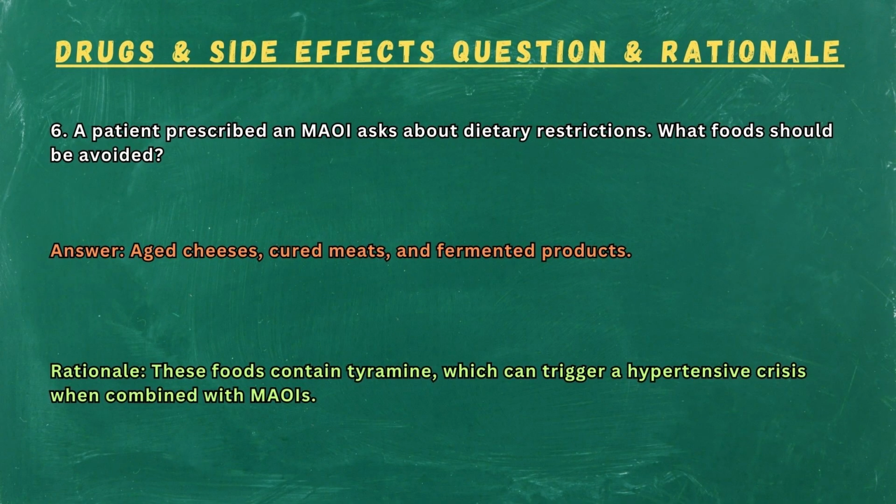6. A patient prescribed an MAOI asks about dietary restrictions. What foods should be avoided? Answer. Aged cheeses, cured meats, and fermented products. Rationale. These foods contain tyramine, which can trigger a hypertensive crisis when combined with MAOIs.